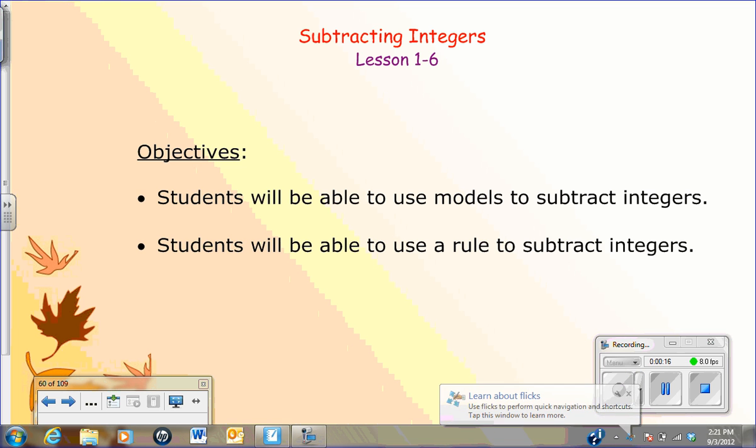We have two main objectives with today's lesson. First, you're going to be able to use models to subtract integers. And secondly, you'll be able to use a rule to subtract integers. So again, we're just looking at three different ways really you can subtract these integers.